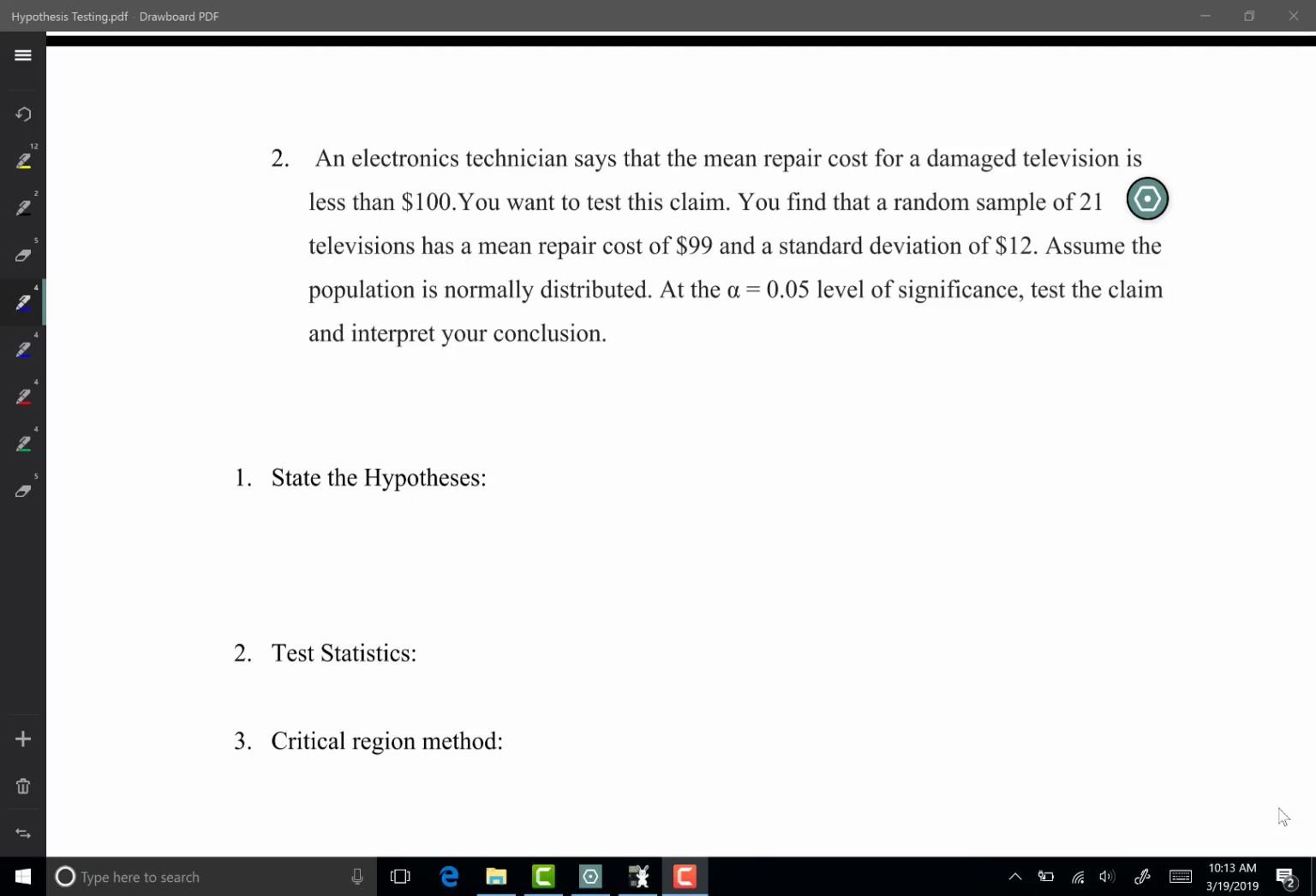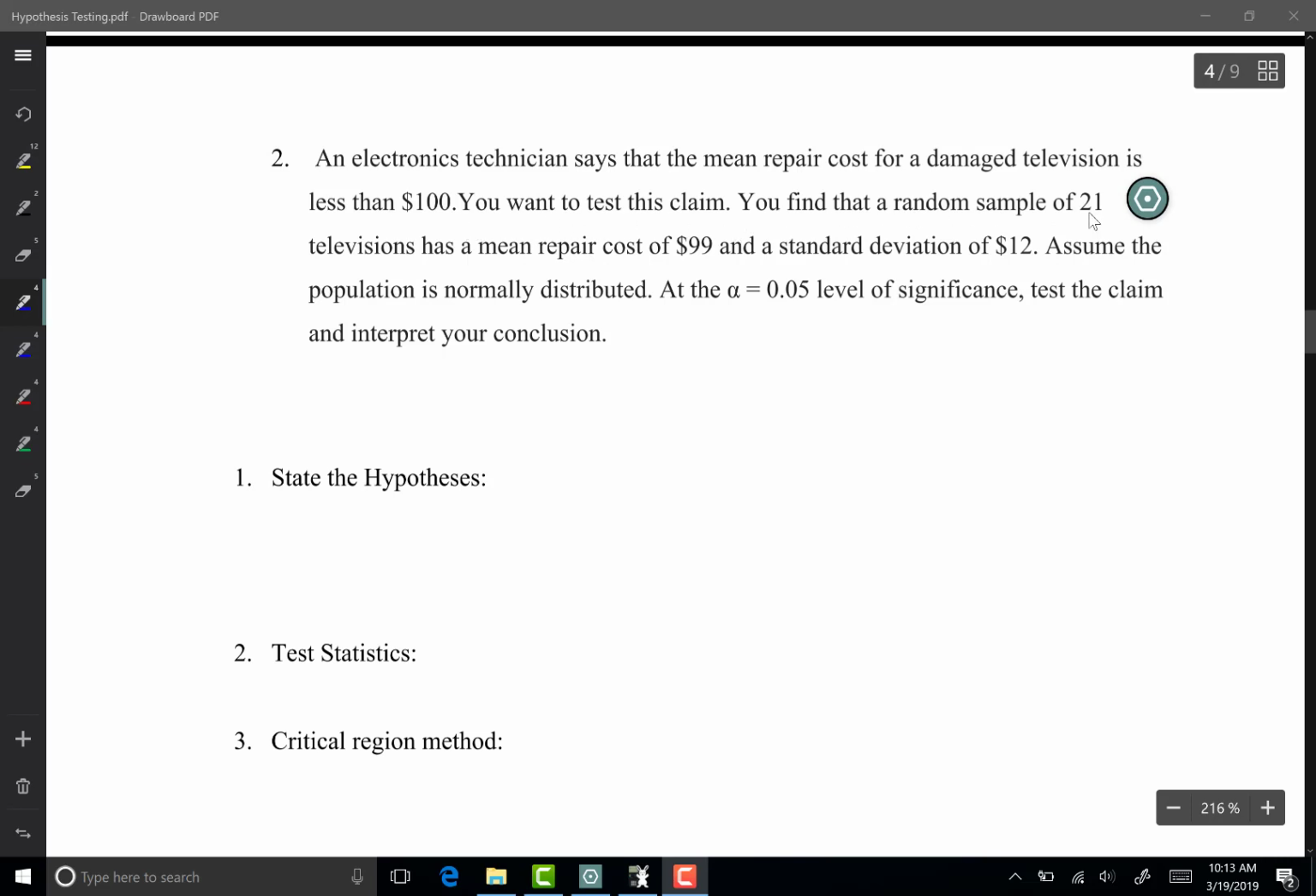In this section, we're going to deal with hypothesis testing when we don't know the population standard deviation. So let's look at an example. An electronics technician says that the mean repair cost for a damaged television is less than $100. You want to test this claim.